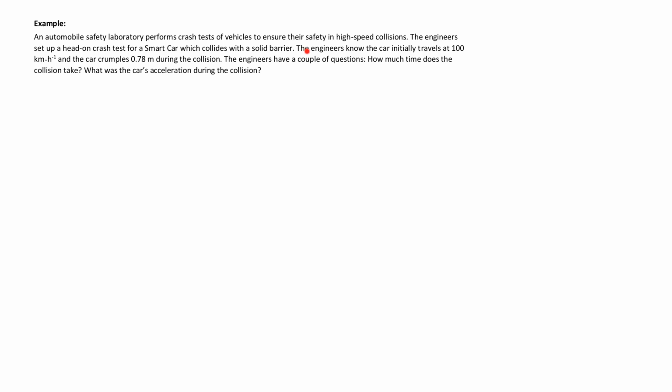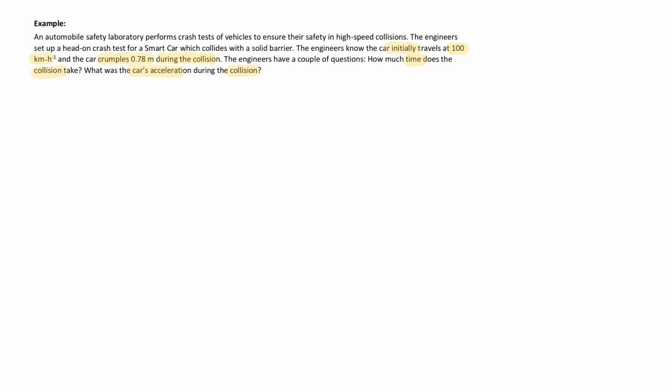Okay. The engineers know that the car initially travels at 100 kilometers per hour. I am going to highlight this set of information. This is what the speed is initially. Then the car, when it crashes, crumples for 0.78 meters, and this is during the collision. Then the engineers have a couple of questions. First of all, how much time does the collision take, and what is the car's acceleration during the collision? So we've highlighted the most important information in this question so far.